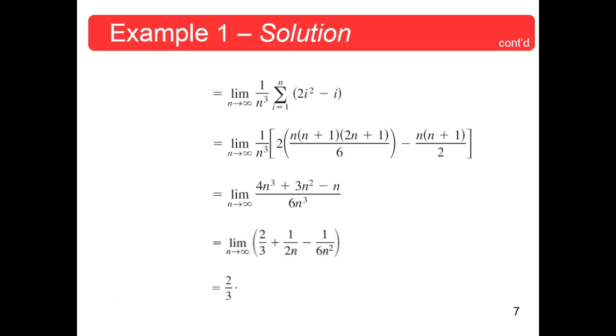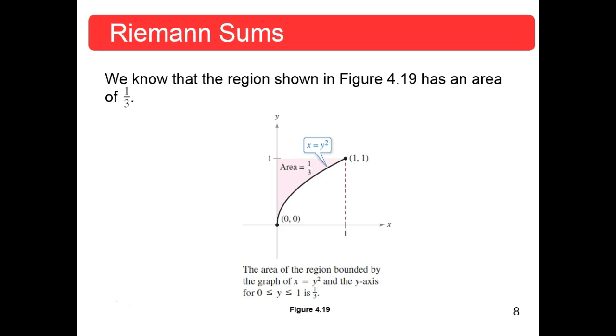Now, why they took us through that is just to show you you don't have to have even intervals like we did before. Okay? So we know that the region shown in figure 419 has an area of 1/3. We did that in the previous problem. This is 2/3. Well, what do we have? A block of 1 times 1. So the total area is 1.